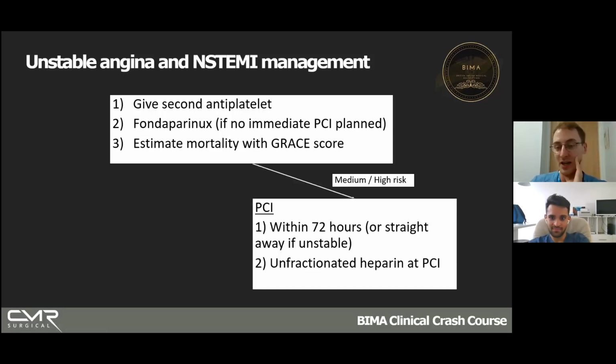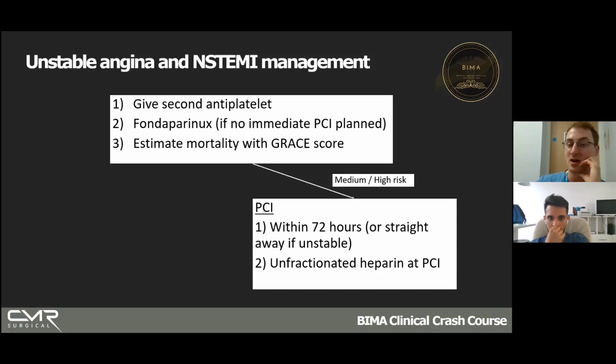And their risk of dying within a month is medium to high. You then do PCI within 3 days. At PCI, they get given unfractionated heparin by the cardiologist. That's not something you would do. They just get PCI within 3 days from your point of view, basically. If they're hemodynamically unstable, so they're shocked, their blood pressure's low, you can do PCI sooner, but that's very rare. 3 days is something to learn for unstable angina and an NSTEMI.